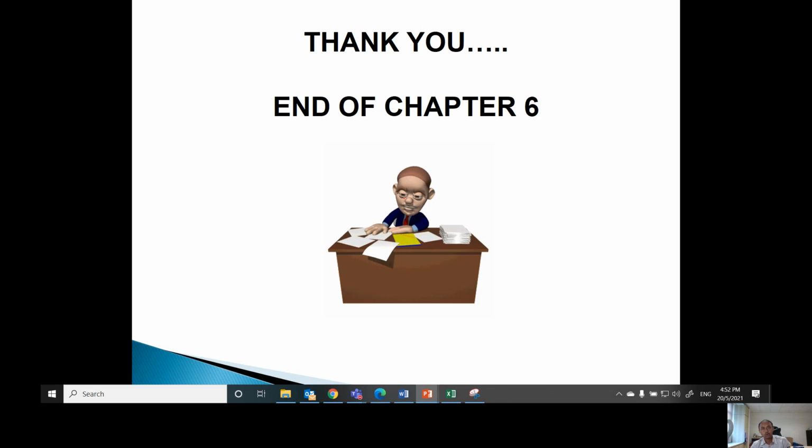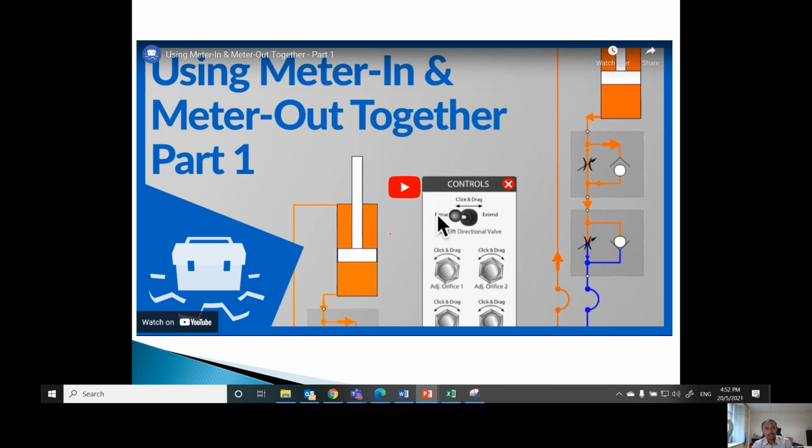So there is a video. I will also provide you the link, like this slide later, so you can watch it on your own. This is a good demonstration showing you the usage of meter in and meter out together in one circuit. So how can you combine the two concepts, the two methods, in one application?